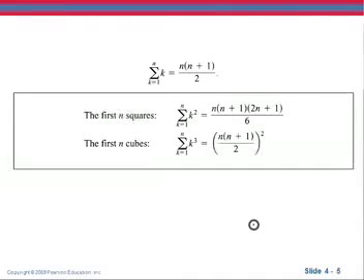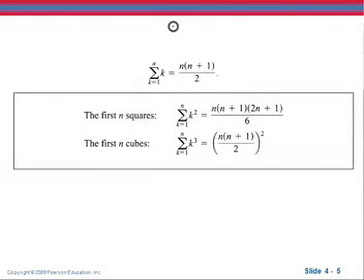Now here's a couple of rules that help us to be able to simplify our sums. If you sum up the first k between 1 and n, we can find that using this formula, or the first k squareds, or the first k cubes. There are special formulas for each of these.